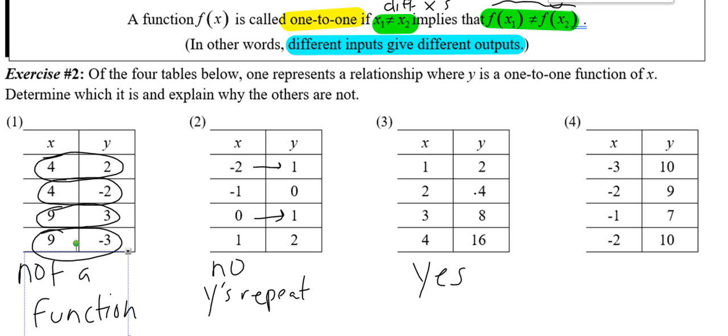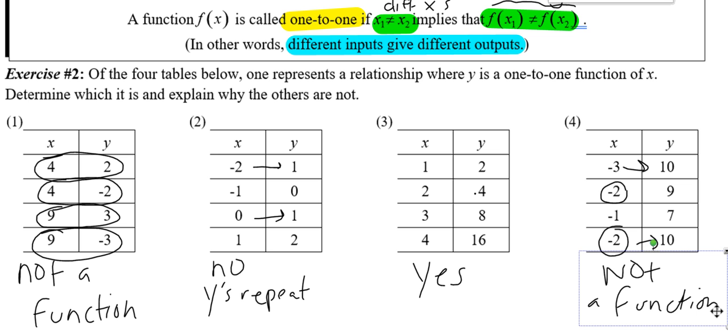When I look at number 4, I notice here that I have -2 going to some value, and so does -2 down here, which means it's not a function. An x can't repeat itself just to be a function. But I also noticed that two different x's map to the exact same y. So no, that's also not going to work because it's not a function. Remember, one-to-one just simply means you have different x's and they also have to map to different y's.